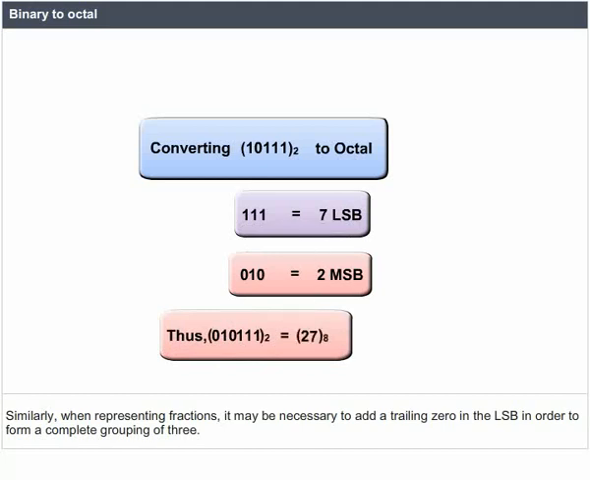Example: 110101 equals 65. 10111 equals 27, which is 010111.